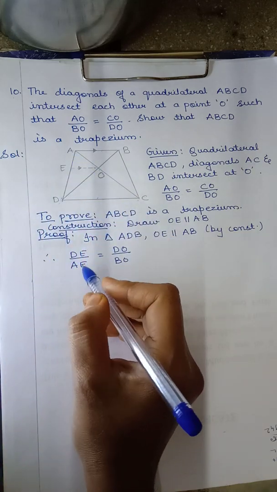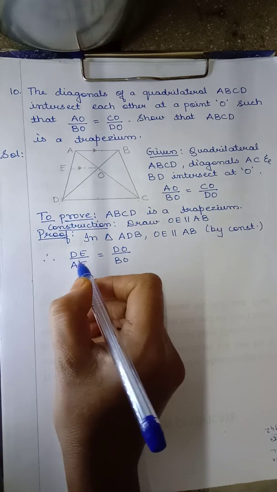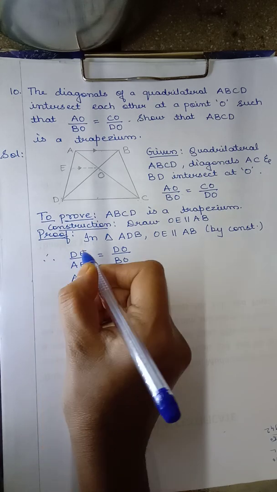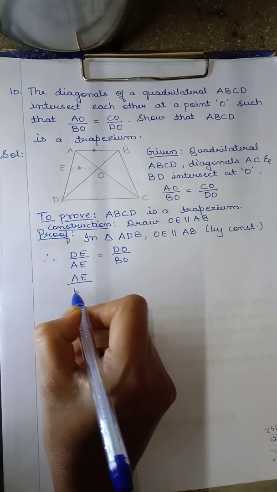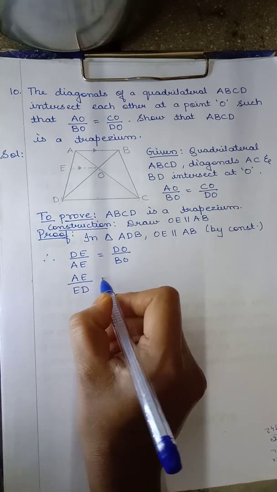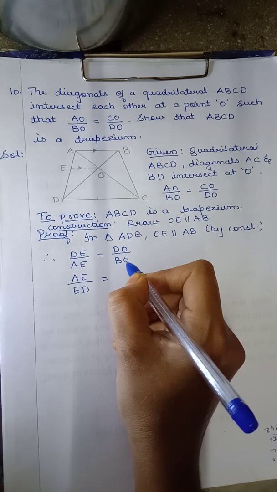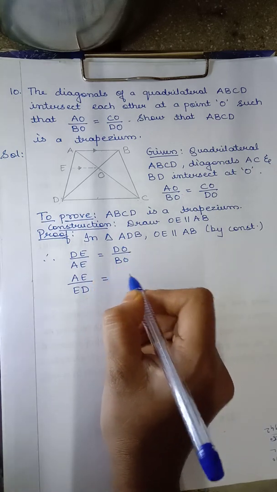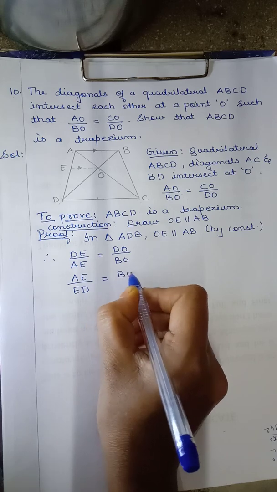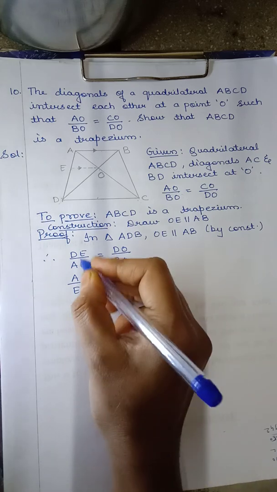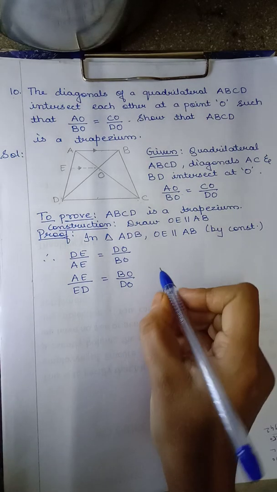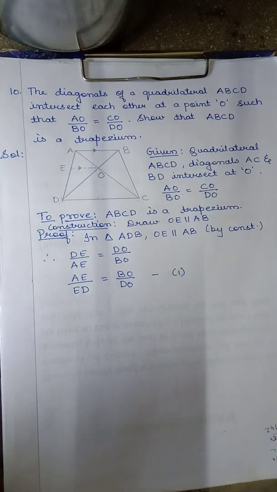So let us interchange this again. I can write this as AE upon ED, DE or ED is both the same. Here also I have to interchange; you cannot interchange only on one side. So this I can write as BO upon DO. I have interchanged both the LHS and RHS, numerator to denominator and denominator to numerator. Let us keep this as equation 1.